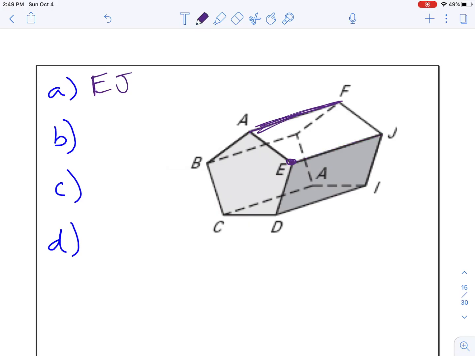The second one now wants us to find a line skew to it that contains point E. Well, line EA obviously intersects it. EJ, we just said, was parallel to it. That leaves us then with line ED. Line ED is the line that is skew to line AF because they would never intersect. However, it is also not parallel to it.